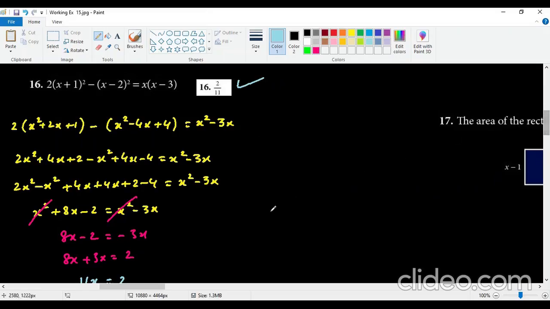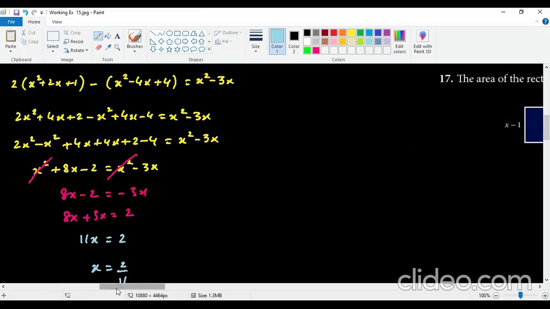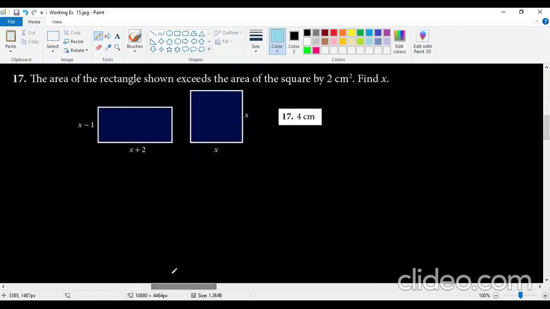Moving on to question number 17, which is the next question. It says the area of a rectangle shown exceeds the area of a square by 2 centimeters. Find the value of x. So what we'll do is we are going to multiply them together and see. Now that means x plus 2 and x minus 1. First, these two are going to be multiplied, and the next one is x square.